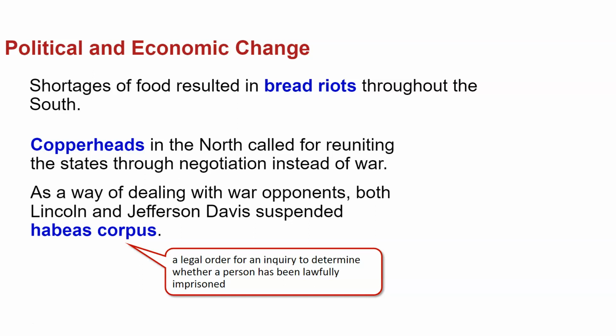And so some people can be thrown in jail, not be charged with a crime, and sit there as long as the government chooses to keep them there. And this was done a lot with war spies on both sides, so they couldn't pass on information.